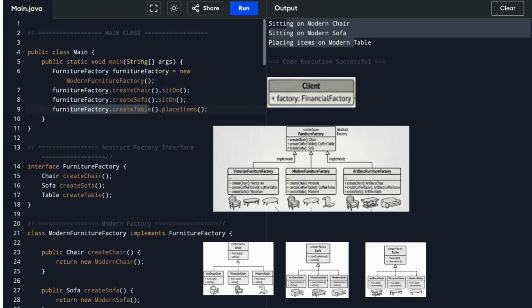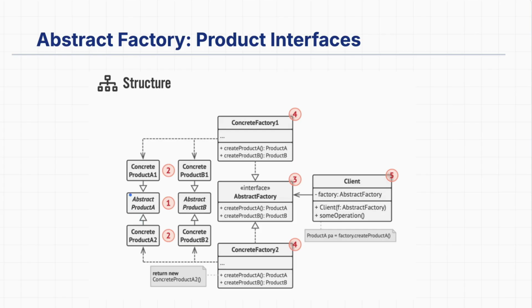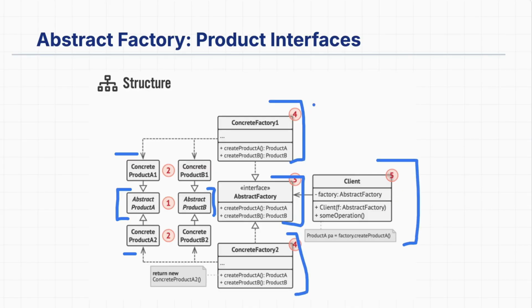Now let's understand the UML diagram. First, we create interfaces for all the products. Second, we create concrete implementations of these products. Third, we create the abstract factory interface. Fourth, we create concrete factory classes based on different styles. Finally, the client uses these concrete factories through the abstract factory interface to create objects.